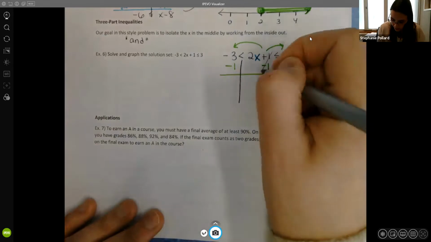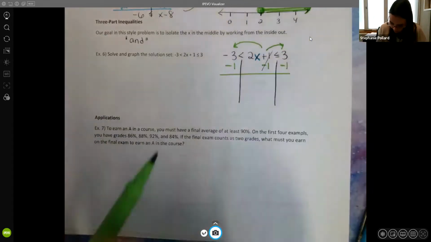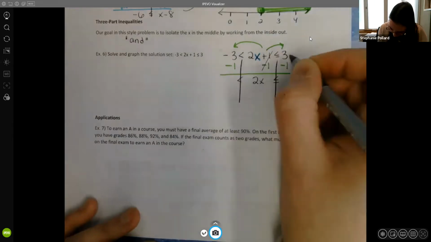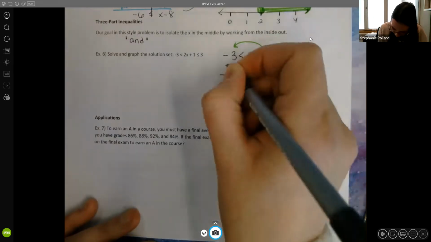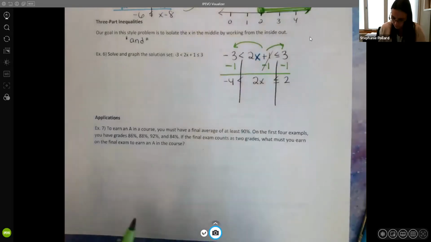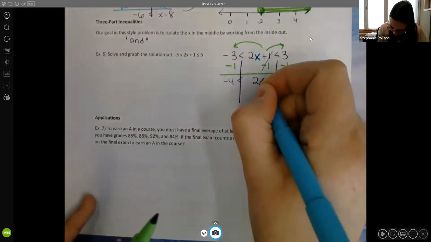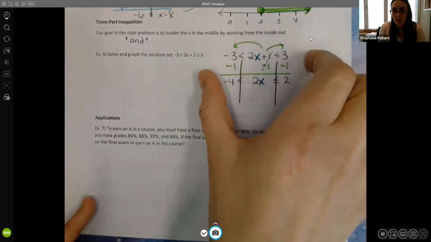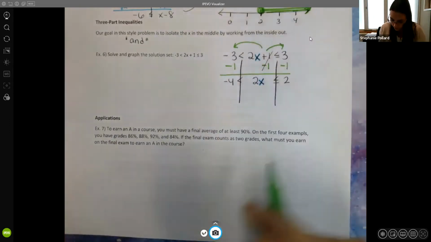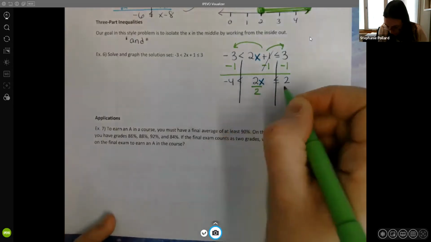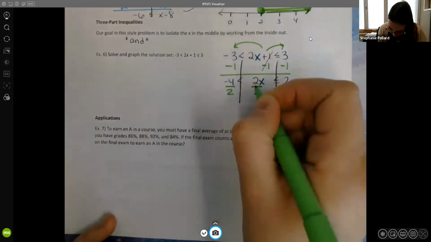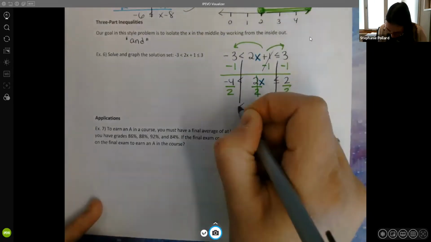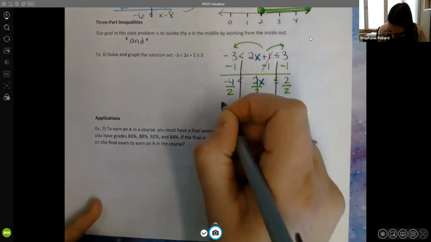Now we can see that it cancels here, and I'm left with 2x. 3 minus 1 is 2, negative 3 minus 1 is negative 4. So you're still going to add or subtract first to clear out that middle. Now we need to get rid of the 2 here. So I'm going to divide both sides, or all three sides, excuse me, by that 2. And I get negative 2 is less than x, which is less than or equal to 1.